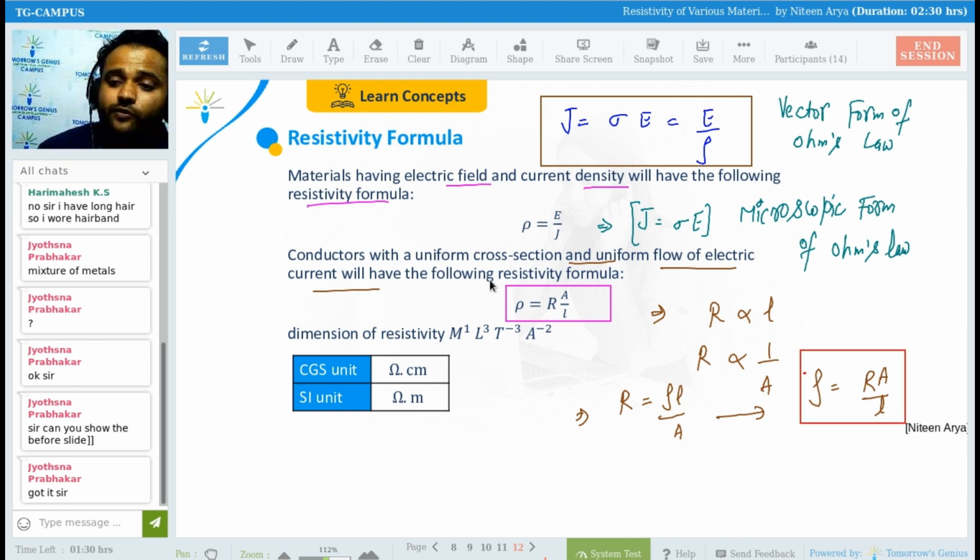Just rearranging the formula we already covered in the previous class. The dimension of resistivity, you can note it down: mass, length to the power 3, time to the power minus 3, current to the power minus 2. CGS unit, important one: ohm centimeter. SI unit, important one: ohm meter. Clear everything? We already went through this, so I am not focusing on it that much. Clear, beta?